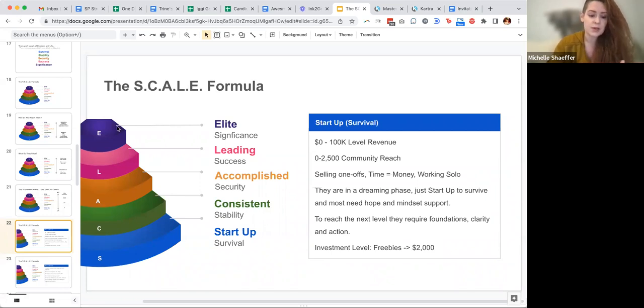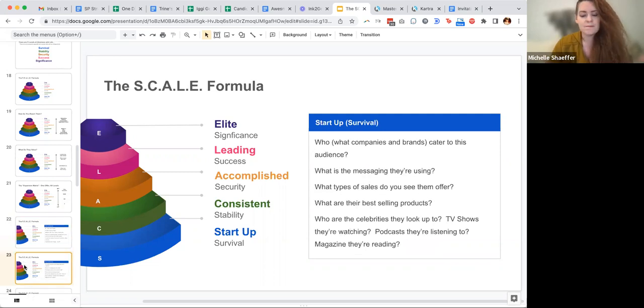So as we look at this startup level, ask yourself some questions, and this goes for all of the levels to really help you dial in your own messaging. What companies and brands cater to this audience? What's the messaging they're using? What type of sales do you see them offering? What are their best selling products? Who are the celebrities people at this level are looking up to? TV shows they're watching, podcasts they're listening to, magazines they're reading. If you want to target this level, you need to understand where their focus is. For somebody in business at this level, they're just trying to keep the lights on. They're just trying to get the business started.